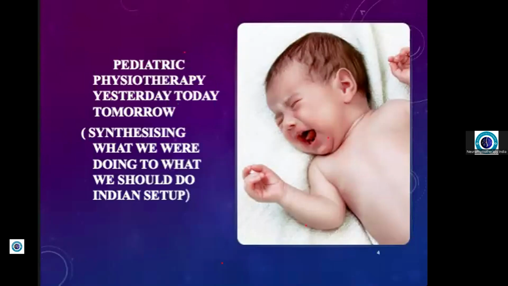We do a similar thing with pediatric patients also. When I discuss this, I wanted to ask all of you: which therapy are we giving to our patients? Are we giving a therapy of yesterday? Are we giving a therapy of today? Or are we giving a therapy of tomorrow? That is my focus. I'll be brief and specific to my points. If you have any queries, you can ask me later. Next slide.